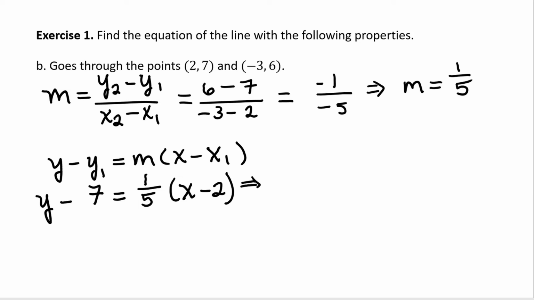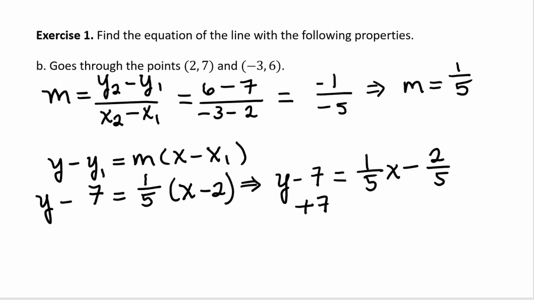Let's continue. So we have y minus 7 is equal to, distributing the 1/5, 1/5 x minus 2/5. To isolate the y, you need to add 7 to both sides. And so when you finish, you have y equals 1/5 x, and then negative 2/5 plus 7, remember to get a common denominator, will give you 33/5.